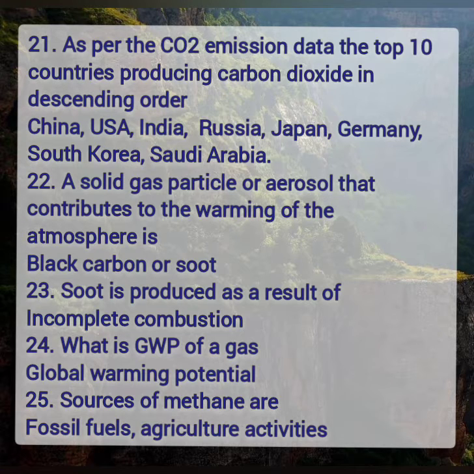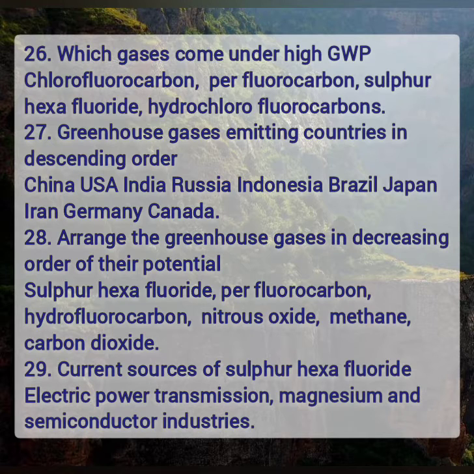What is GWP of a gas? Global warming potential. Sources of methane are fossil fuels and agriculture activities. Which gases come under high GWP? Chlorofluorocarbon, perfluorocarbon, sulphur hexafluoride, hydrofluorocarbons. Greenhouse gas emitting countries in descending order: China, USA, India, Russia, Indonesia, Brazil, Japan, Iran, Germany, Canada.